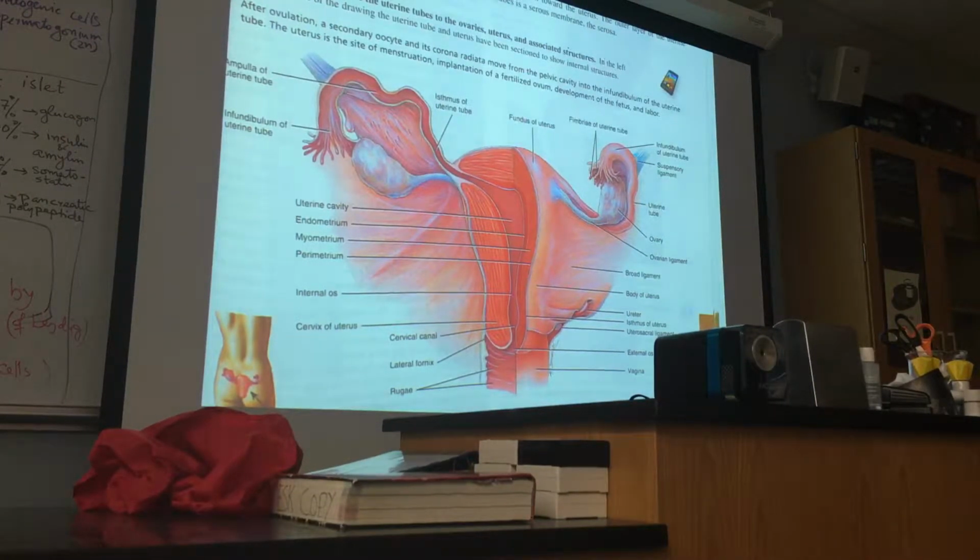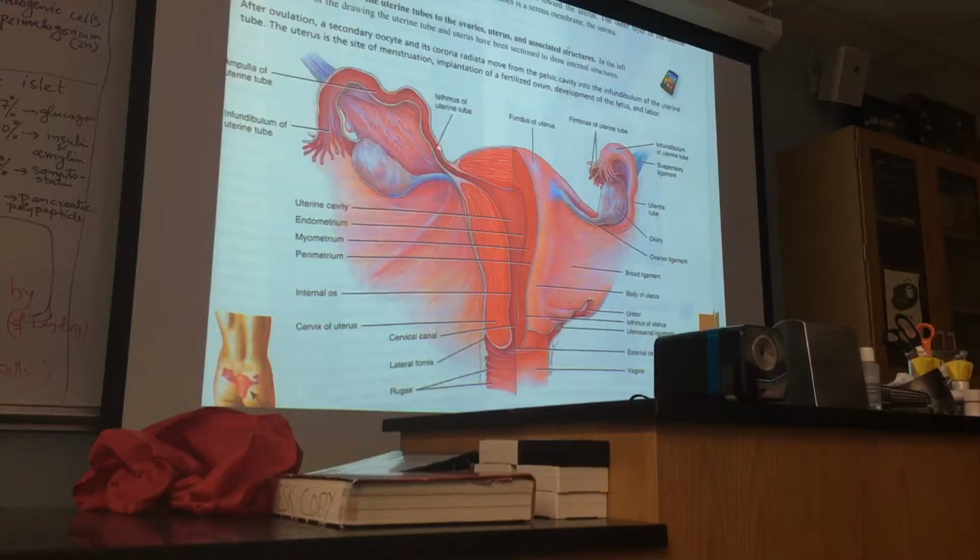Look. The suspensory ligament attaches the fallopian tube, and the infundibulum of the fallopian tube has the finger-like projections. It is called fimbria. These are fimbriae, plural. This infundibulum here, this is the usual site of fertilization.